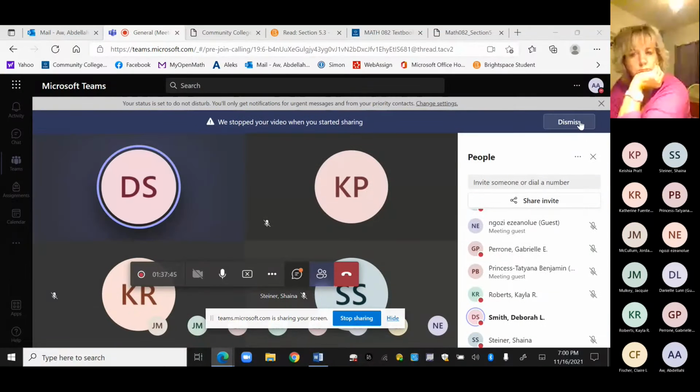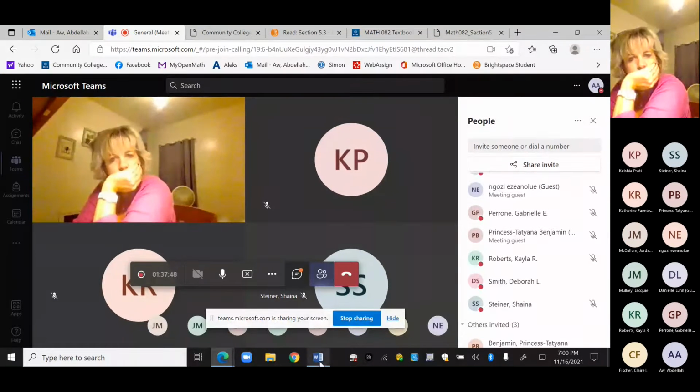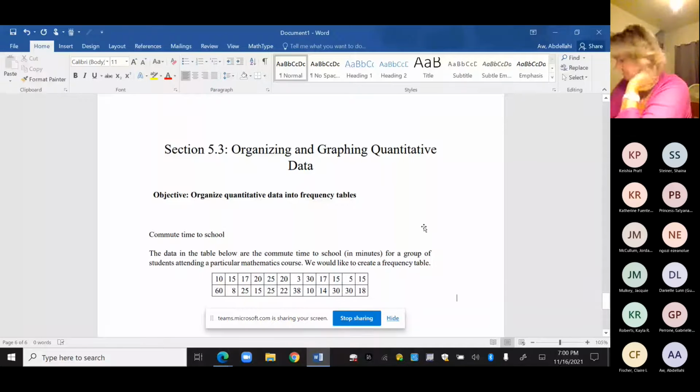All right, so welcome back, everybody. So we're gonna start section 5.3, which is organizing and graphing quantitative data. Now, we did the bar graph and the frequency table, and that is designed for qualitative or categorical data. So now we're gonna see what are the ways to represent quantitative data.